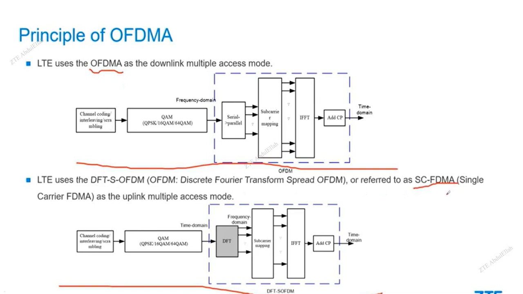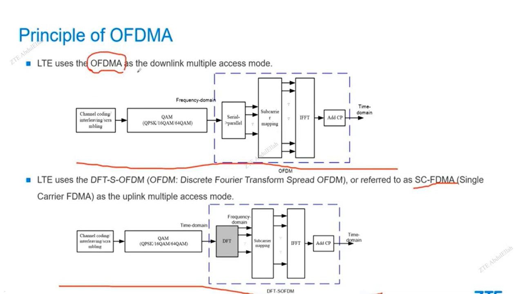Why in uplink we cannot use OFDMA? Because OFDMA has a big problem, PAPR, peak to average power ratio. And as we know, in uplink the transmitter is the UE, right? And the UE uses a battery, so we want to save power. So in uplink, we are using SC-FDMA. Okay, this we will introduce later. Now we can see downlink. In downlink, we still use OFDMA because downlink is our base station, our site, that transmits. The UE just receives, right?